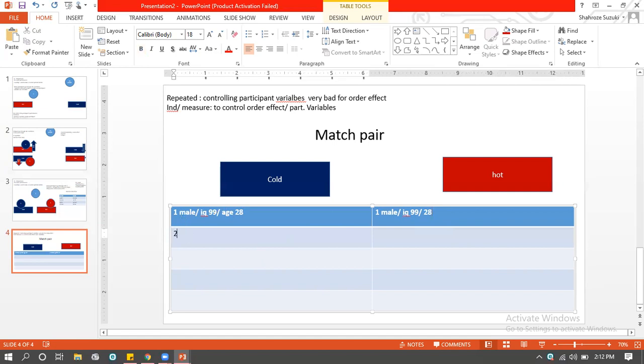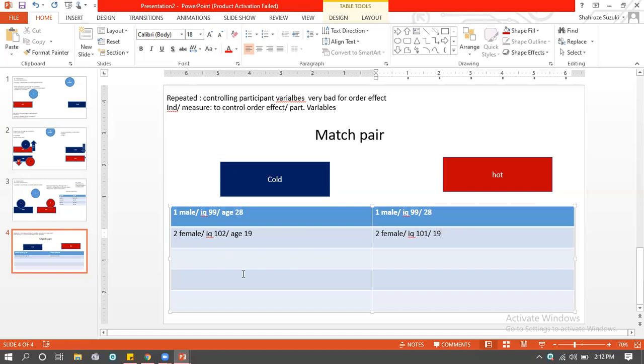Let's go for participant number 2. Participant number 2 happens to be a female, IQ 102, and age 19. We need to be sure that participant number 2 in the hot group is not a male but also a female, with the same IQ, say 101 or 102, but roughly the same, and the age should be 19.